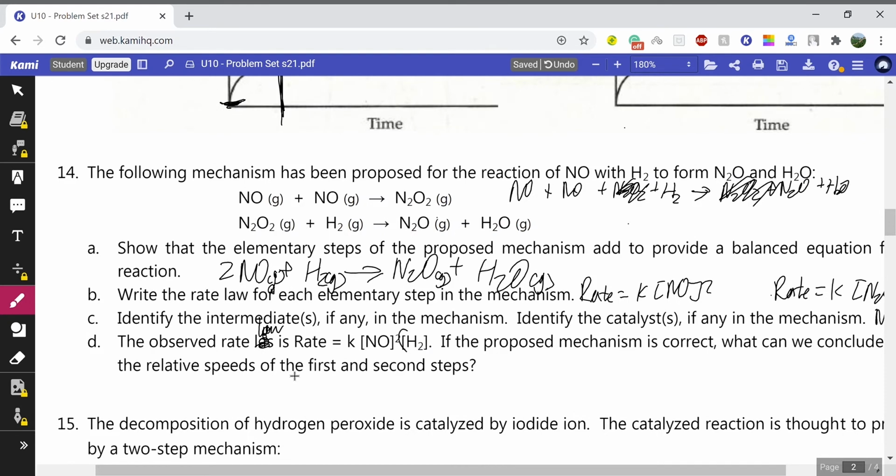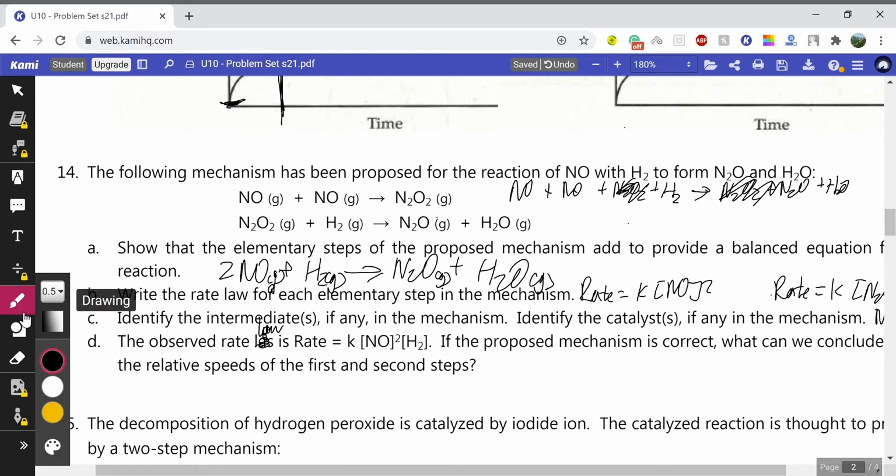Now we see an H2 and we see NO2. So NO squared is what forms our N2O2, and our H2 can be found in the second step. So can our N2O2. Now what does this tell us? This tells us the second step is slower, because it is a rate determining step from our rate law over here.